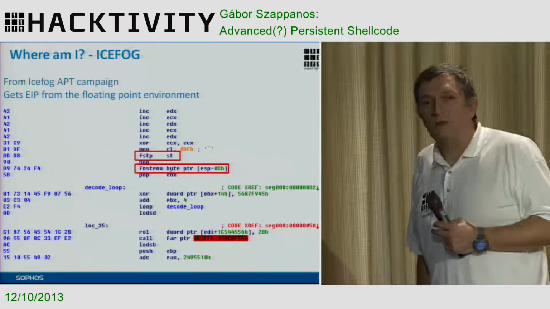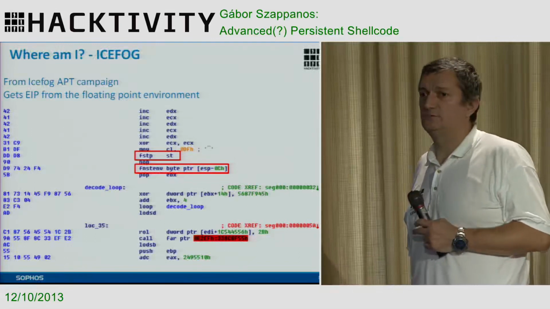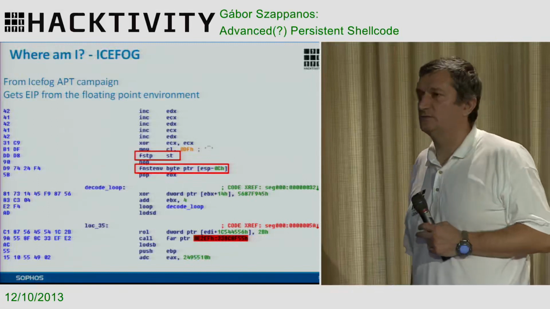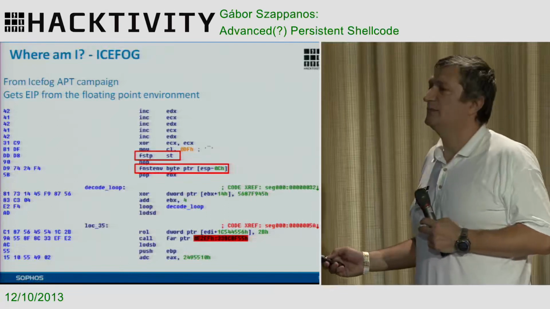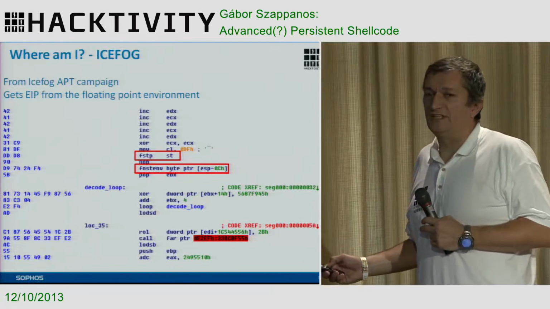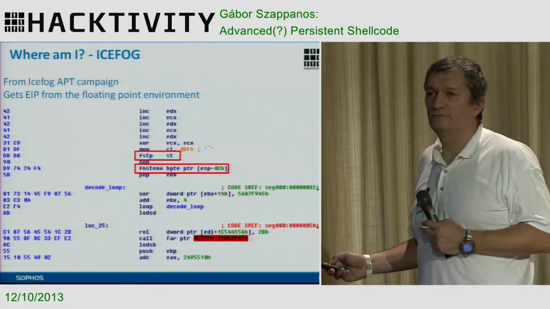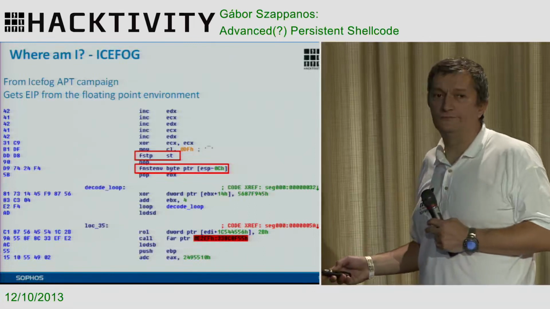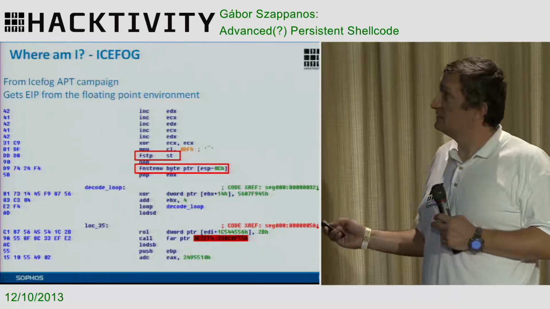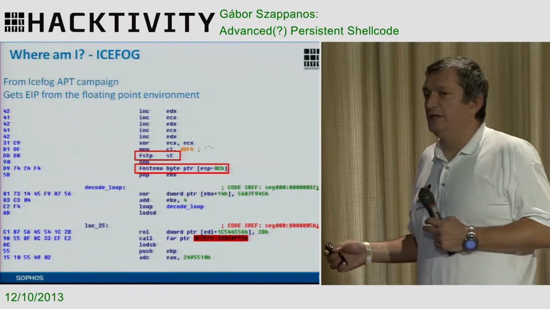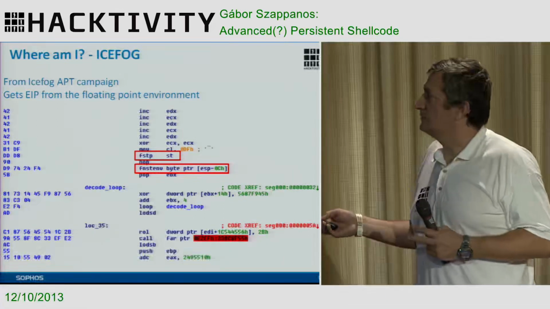Another method for finding memory location was used in the IceFog APT campaign. This campaign was published just a couple of weeks ago. It gets the memory location using the floating point environment. How it works is that at some point of the execution, it issues any random FPU instruction, and at some point later queries the floating point environment.